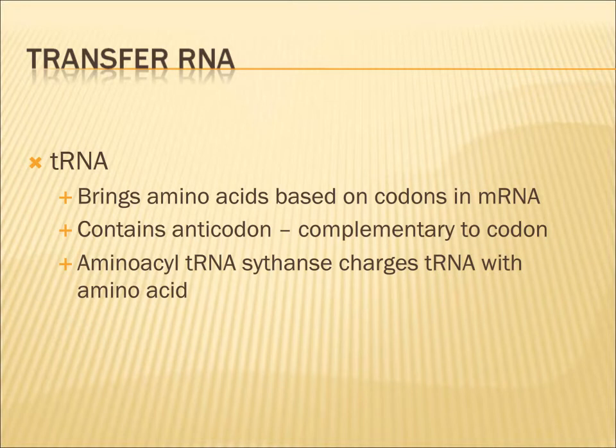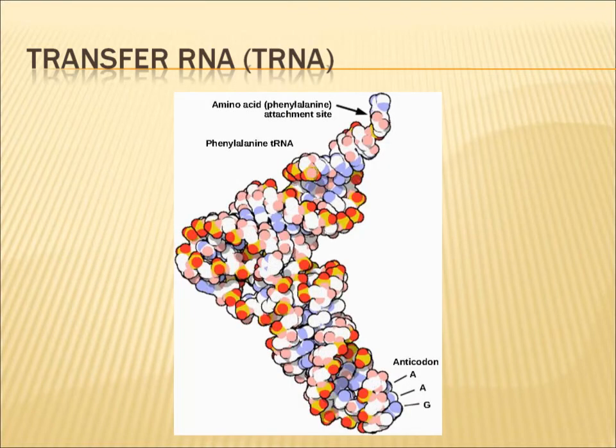An enzyme called aminoacyl tRNA synthase adds the correct amino acid to the transfer RNA based on its anti-codon. Here's a model of a charged tRNA. When the tRNA is bound to an amino acid, it is most correctly called an aminoacyl tRNA. That's kind of a mouthful, isn't it? Okay, let's just call it a tRNA. So when tRNAs are mentioned in this lecture, just assume it is a charged tRNA unless otherwise informed.